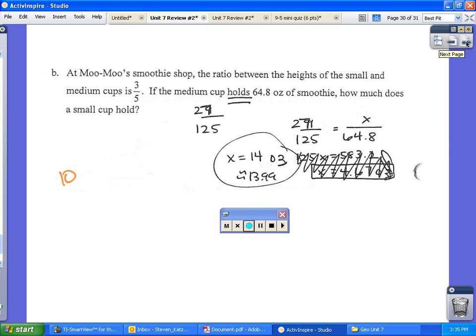Next one, here are the heights. So this is like the scale factor. I'm sorry, the dilation, or the scale factor. So if I know that something holds 64.8 ounces of smoothies, that is the volume. So I need to take my ratio of the heights and cube them, so then I can have my ratio of my volume. And that ratio of the volume I'm going to use with the two volumes and solve.